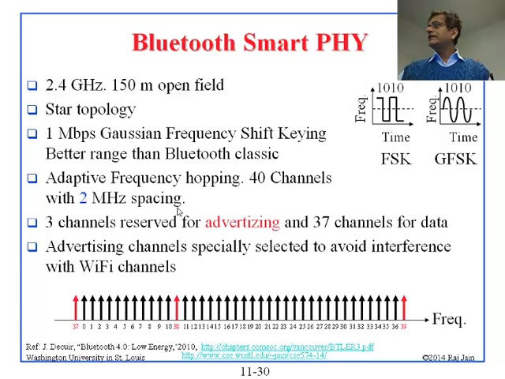Now, these 3 channels are not 1, 2, 3. They are here, here, and here, but they are numbered like this: 37, 38, 39. Okay. The others are numbered 0, 1, 2, 3, 4, 5, 6, all the way up to 36, 0 to 36. So 37 channels for data and 3 channels for advertising. And they are called 37, 38, and 39.